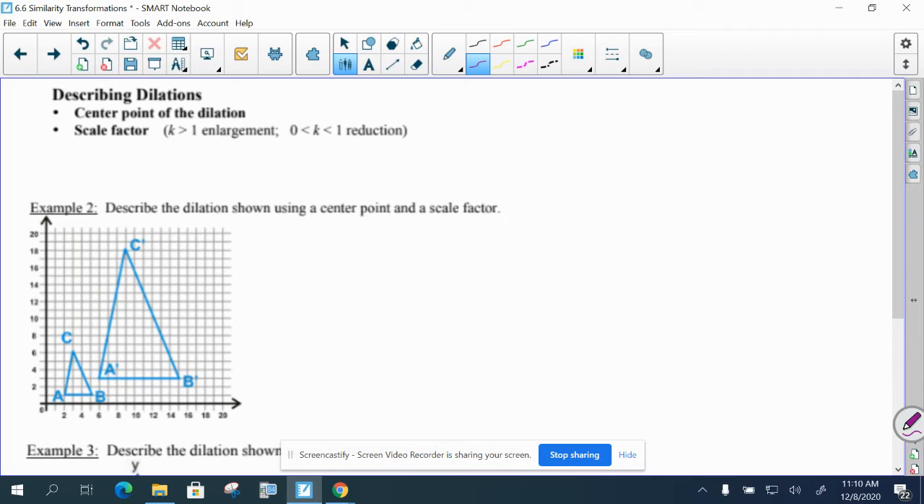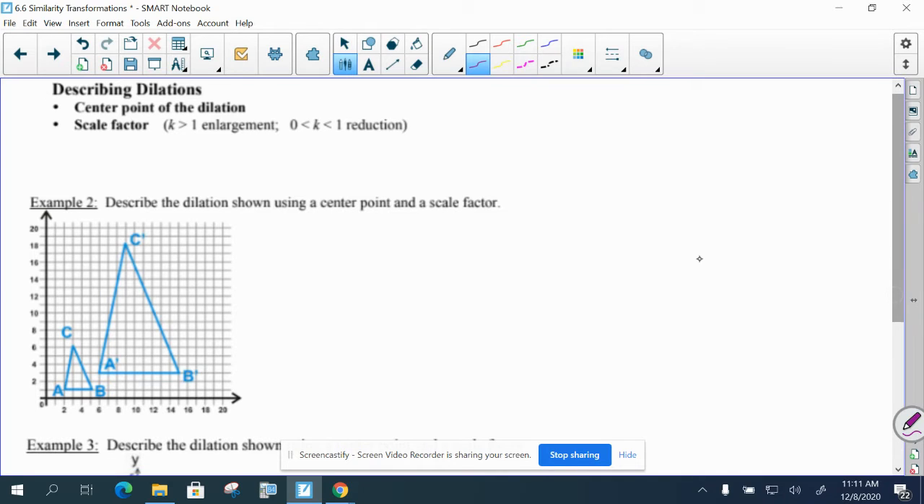So that happens even when you have your center of dilation at the origin. It's just we haven't really talked about that too much. So to describe a dilation, the 2 things you would need to state are the center of dilation, so if it's at the origin or a point, and then also the scale factor of the reduction or enlargement. So for this one, describe the dilation shown using a center point and a scale factor.